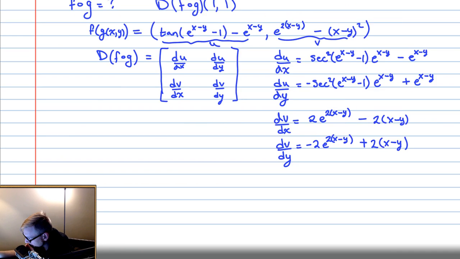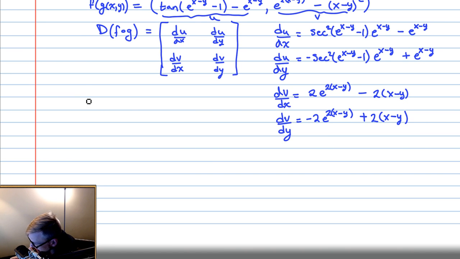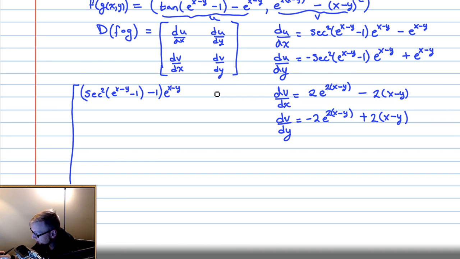Now we'll make the matrix. So, where should we start it? Right here. Good enough. du dx, we're gonna take out an e to the x minus y. Might as well, right? We've got secant squared of e to the x minus y, minus 1, and then minus 1, e to the x minus y. That's du dx. du dy, we've got the negative of that, so I'm going to go 1 minus secant squared of e to the x minus y minus 1, multiplied by e to the x minus y. Oops.